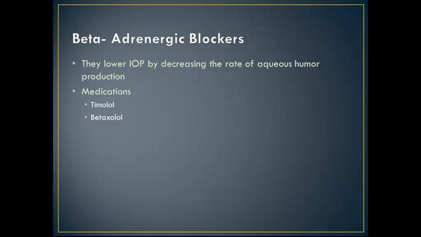Beta-adrenergic blockers, also called beta blockers, lower the intraocular pressure by decreasing the rate of aqueous humor production. Common medications are timolol or Betoptic. It is important to note that if patients are on a beta blocker for a cardiac condition, they should not be treated with a beta blocker for a glaucoma condition. They should not be on dual therapy with beta blockers.